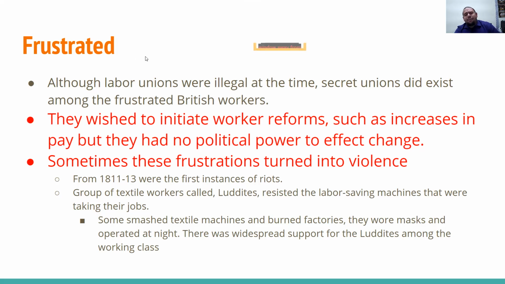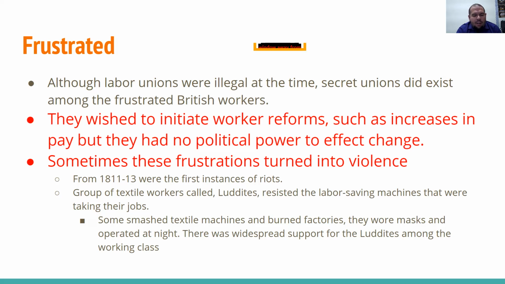So frustrated. Although labor unions were illegal at the time, secret unions did exist among the frustrated British workers. They wished to initiate workers' reforms. So these workers' reforms are going to remain standard across the board anywhere. All right. So they're going to want pay increases and better working conditions, straight up. Working conditions, working hours, and pay increase. Those are always the same exact things. And you're going to hear this over and over again.